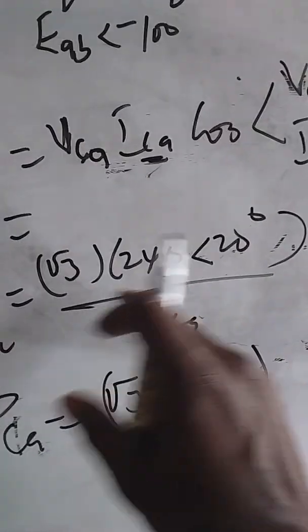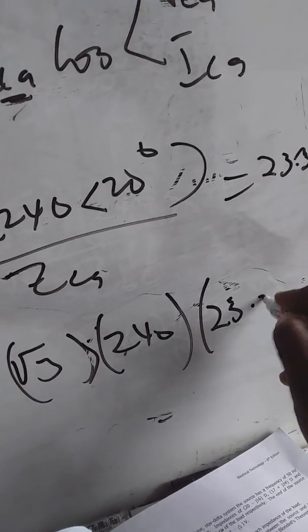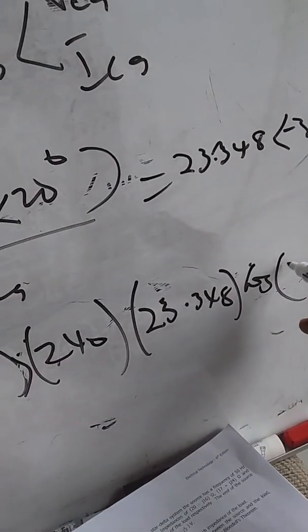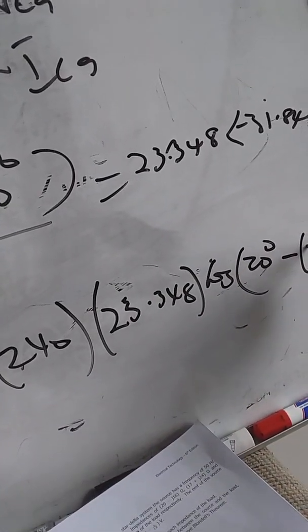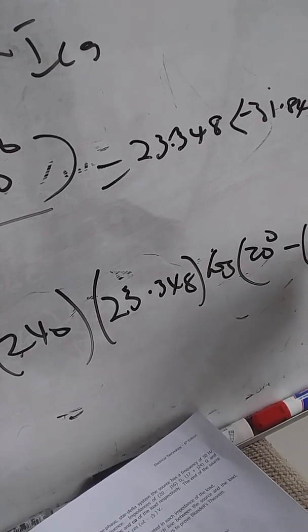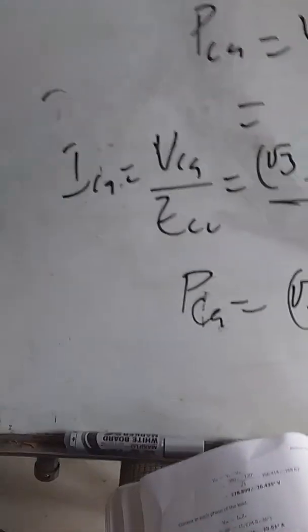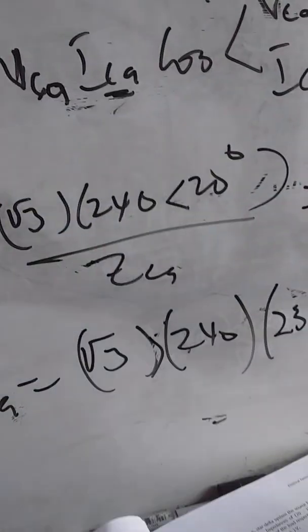times the ICA, which is what? 23.348, then cos of the angle of the voltage, which is 20 degrees, minus ICA, 31.84 degrees. So that will give you your PCA. And with that, if you have to find the total power that's consumed by the load, you can add PAB, PBC, and PCA together, and that sorts it.